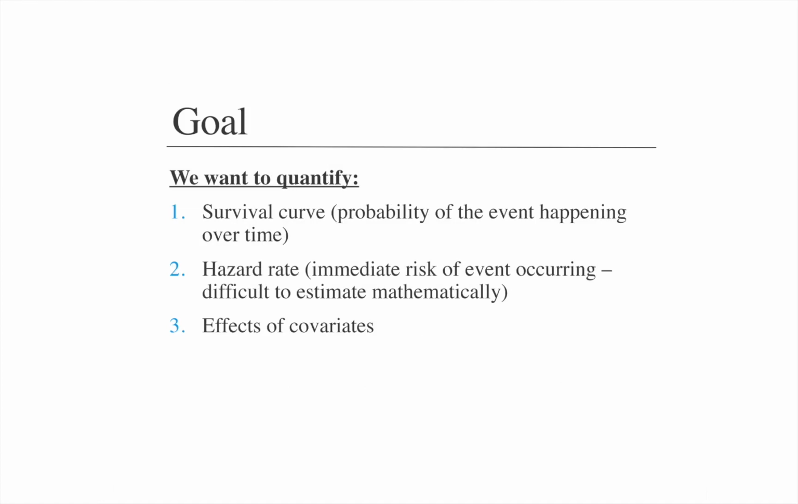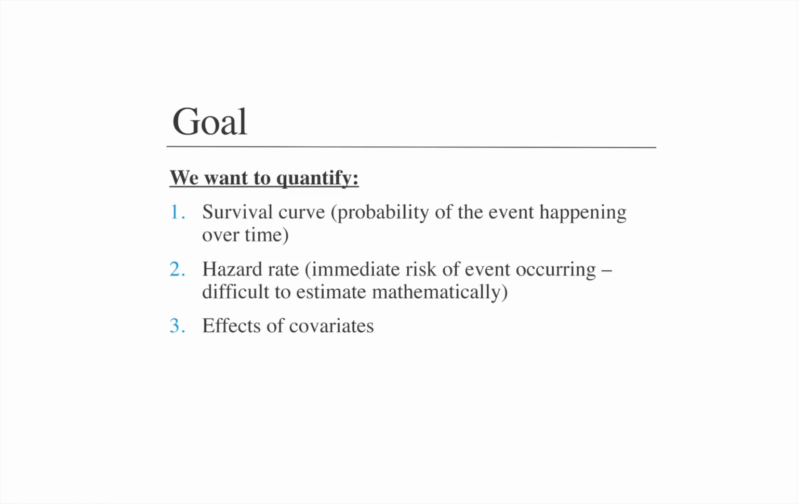So the goals of this project: there are 3 things with survival analysis that we're interested in and want to quantify. One is the survival curve. This is the probability of the event happening over time. At time 0, nominally, we have 100% of everything working, and then you can look out to future times and see how those probabilities change over the course of a study.